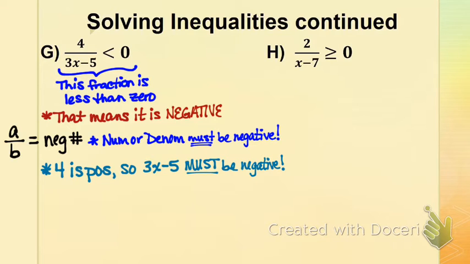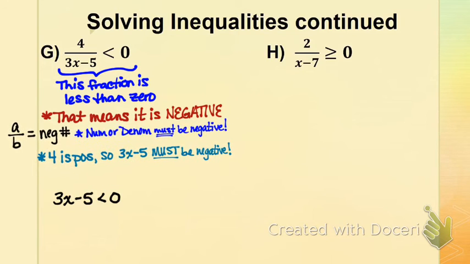So I'm only focused on that 3x minus 5 right now, because this is the thing that would have to be a negative to make my whole fraction negative. How can I symbolically express that 3x minus 5 has to be a negative number? Less than 0. Three x minus 5 would have to be less than 0.